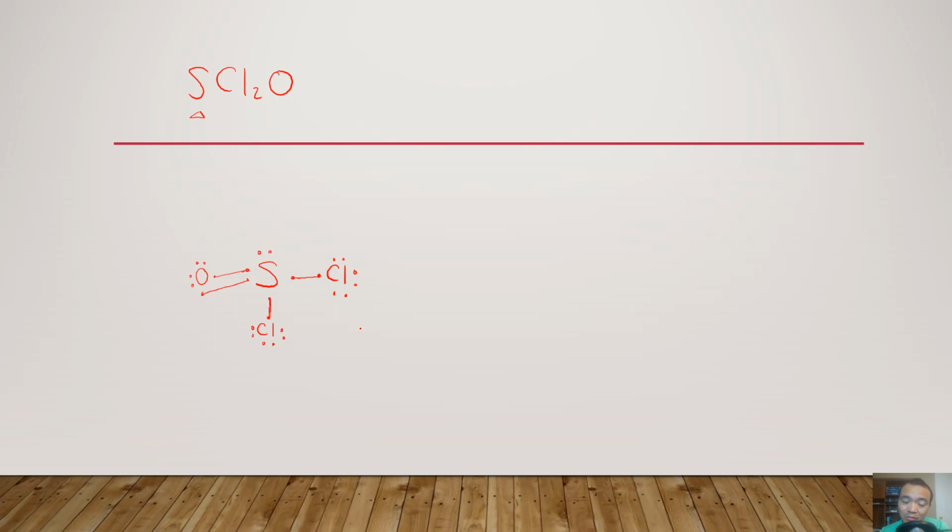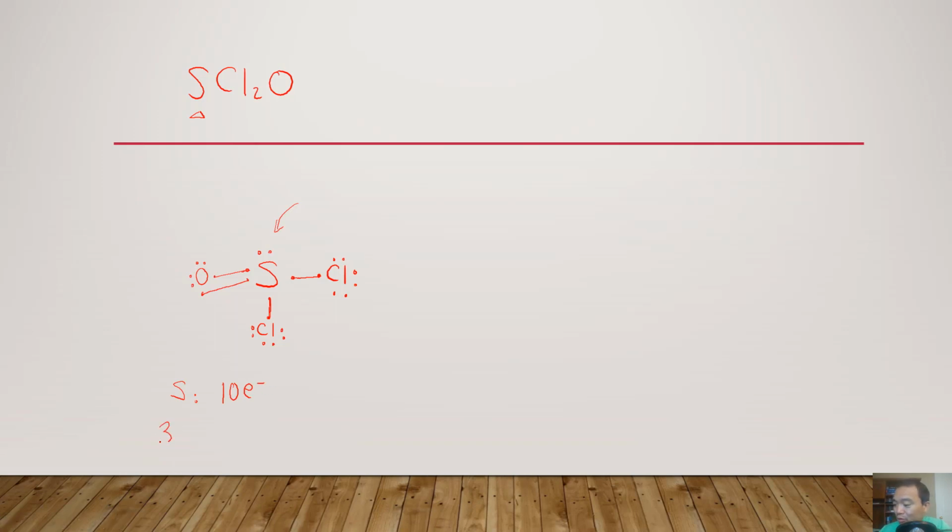Do remember step 3, you need to check the octet for center atom. For sulfur, it has 1 double bond, that's 4 electrons, and 2 single bonds. So each single bond has 2 electrons, so that's also 4 electrons. So you have 8 electrons in the bonds, but you also have 2 dots, remember. So you have a total of 10 electrons surrounding it.